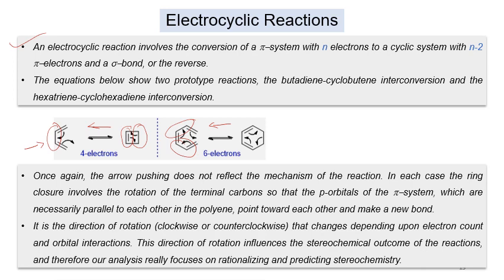Similarly, if we analyze the electrocyclization of hexatriene and cyclohexadiene, then the forward and the reverse reaction involve 6 electrons. The forward reaction involves 6 pi electrons, whereas the reverse reaction involves 4 pi electrons and 2 sigma electrons. Therefore, it's a 6 electron system, making it a 4n plus 2 electron system where n is equal to 1.